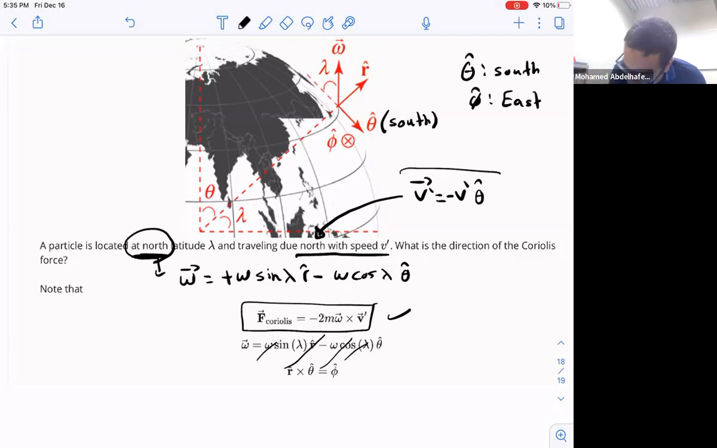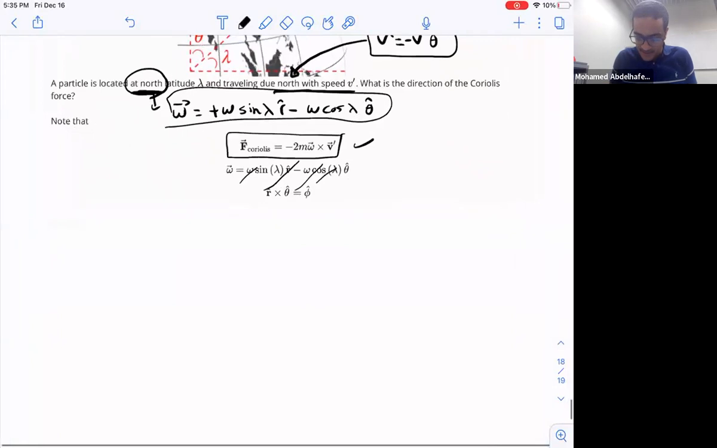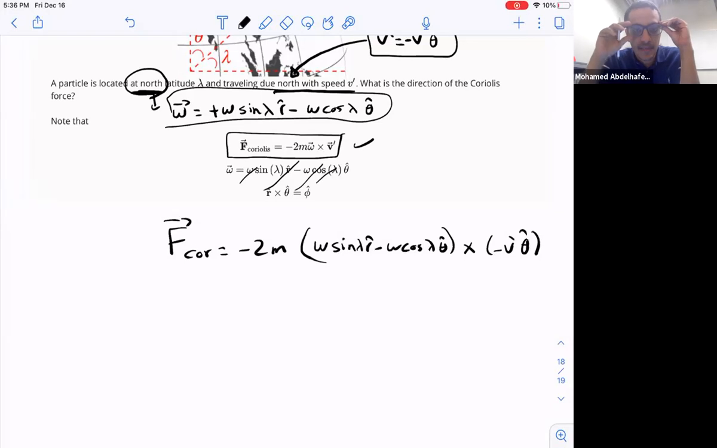So you're given v prime in negative theta hat, and now you have the expression for omega. All that is left is just to do the cross. That's what we want you to do. So for example, here you say, okay, the Coriolis force is minus 2m. The expression for omega is omega sine lambda r hat minus omega cosine lambda theta hat, cross minus v prime theta hat. That's this example here. Then you want to do the crosses. So you just follow the cross cycle r, theta, phi.